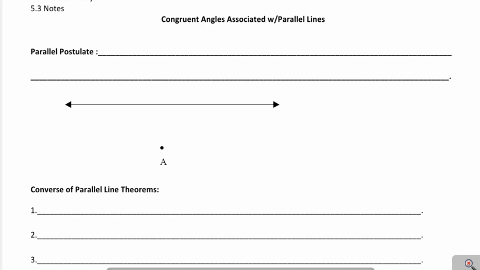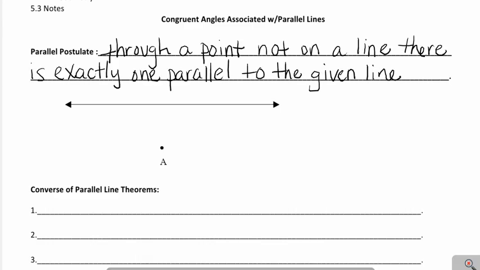In this video, we will continue to talk about parallel lines and congruent angles that are associated with these parallel lines. So one thing that this section starts off talking about is something called the parallel postulate. Recall that a postulate is something that can't be proved, we just kind of assume it. And the parallel postulate says that through a point not on a line, there is exactly one parallel to the given line.